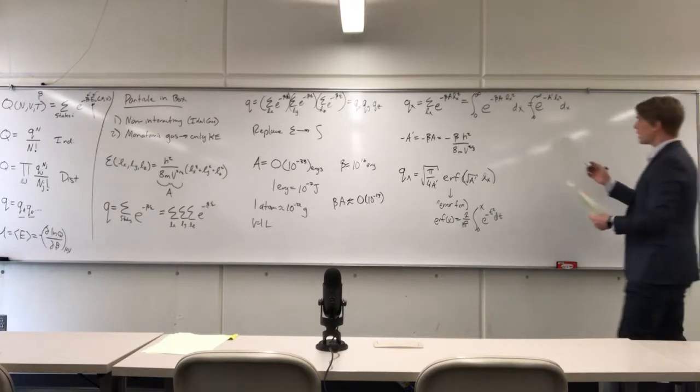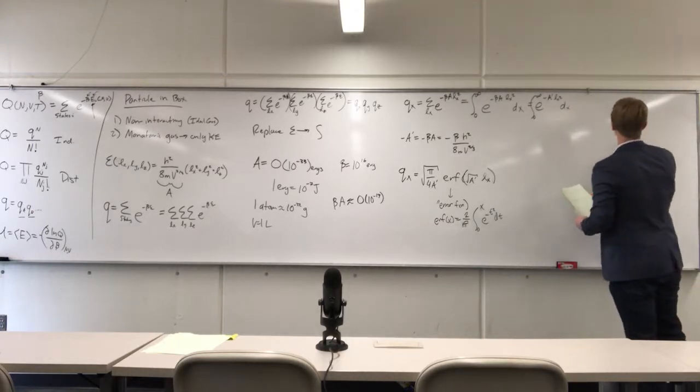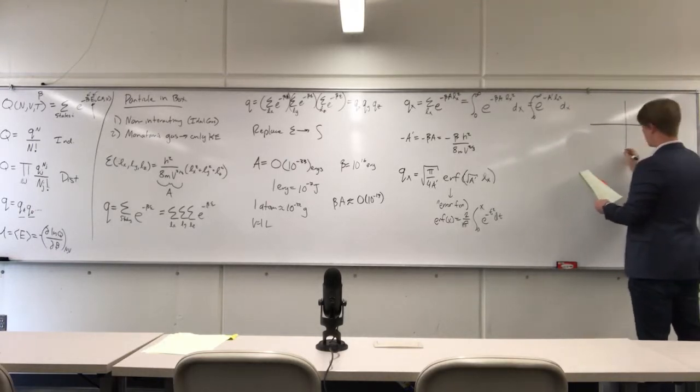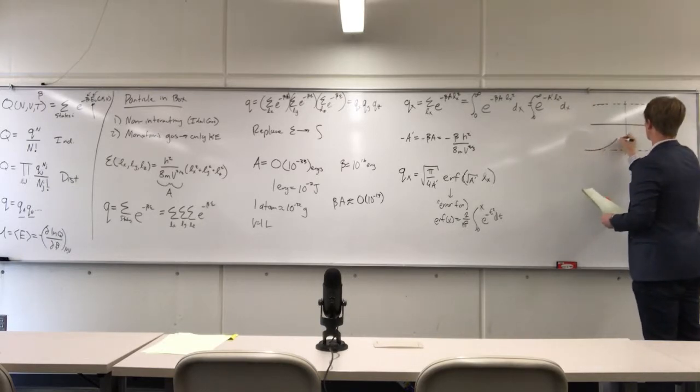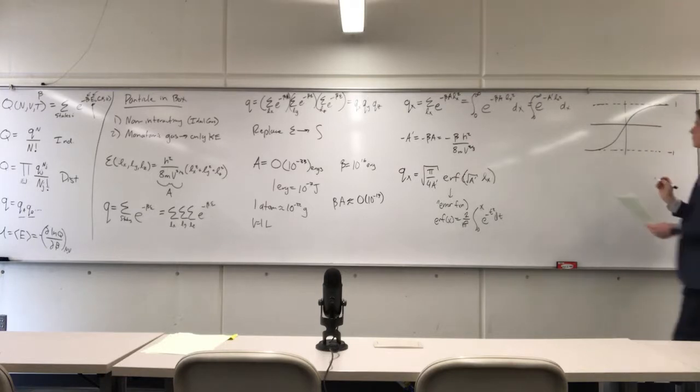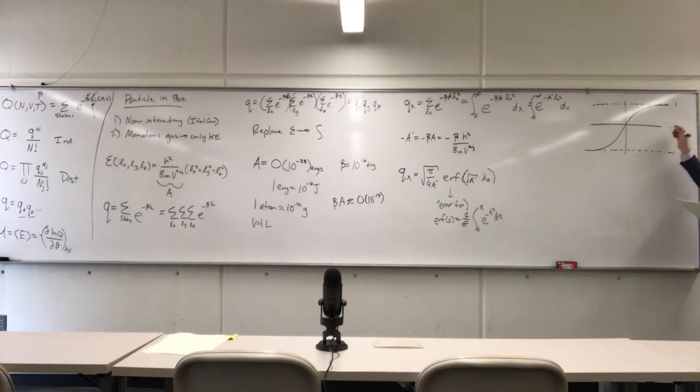So what the error function looks like is something like this. As your independent variable goes to infinity, the error function goes to 1. When the independent variable is 0, it gives an error function of 0, and likewise in the reverse direction, it goes to negative 1 as the variable goes to negative infinity.